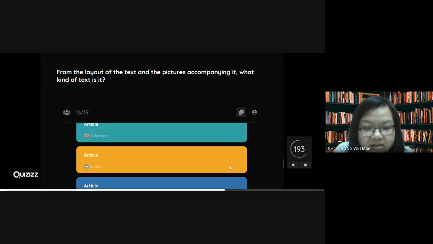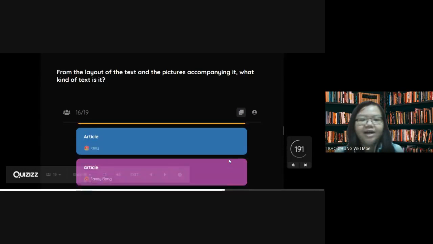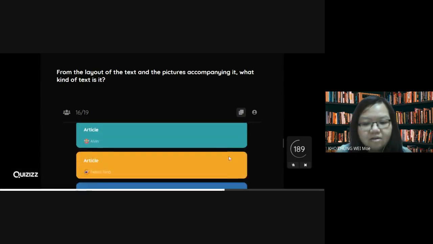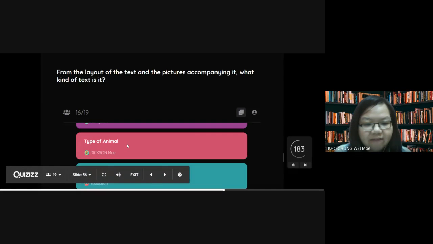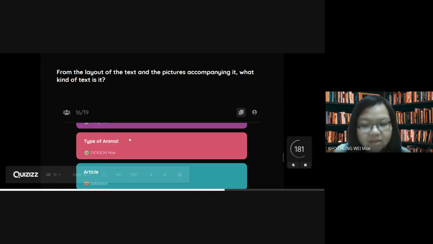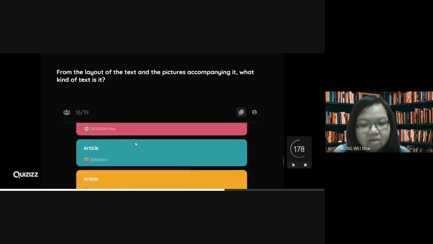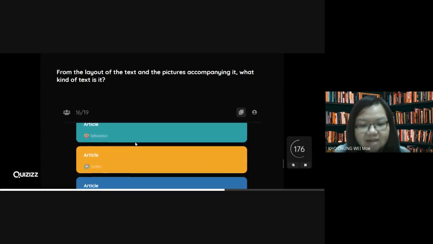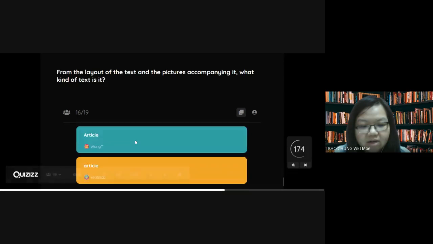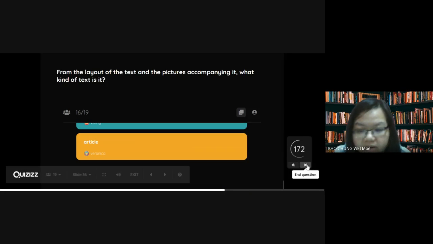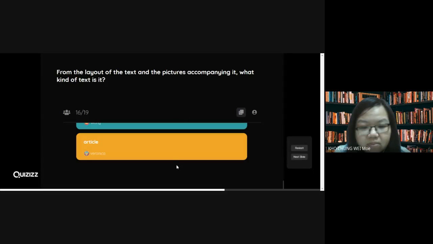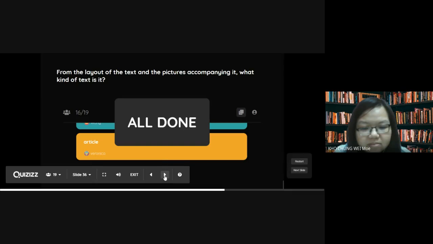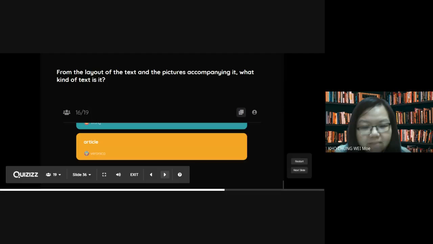All right, very good. Looks like all of you realize this is an article. Okay, that's right. This is an article, except for Dixon. The kind of text is not type of animal. The text cannot be an animal. So this text is an article. All of you got it correct except for Dixon. Okay, so I'm going to stop this question and move on. All right. So let's move on.